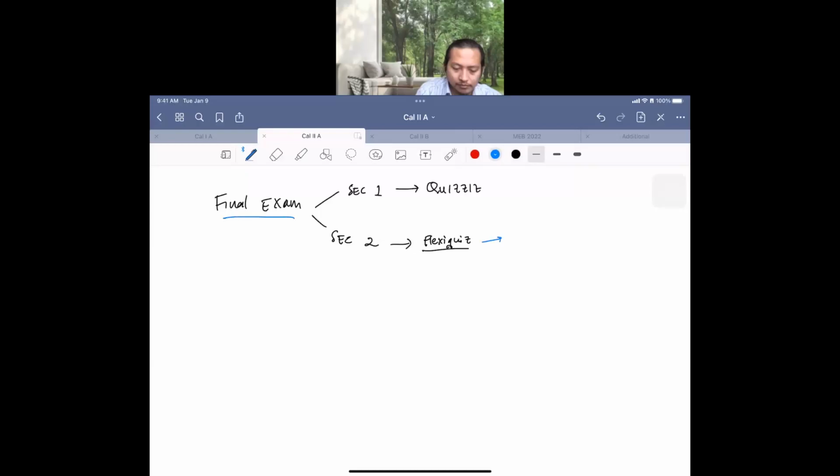So for flexi quiz, use a private browser. Okay, use private browser, and then there will be part A, part B, part C. Okay, please read the instruction. For part C, you could prepare a paperwork and send an email. Okay, later send an email.